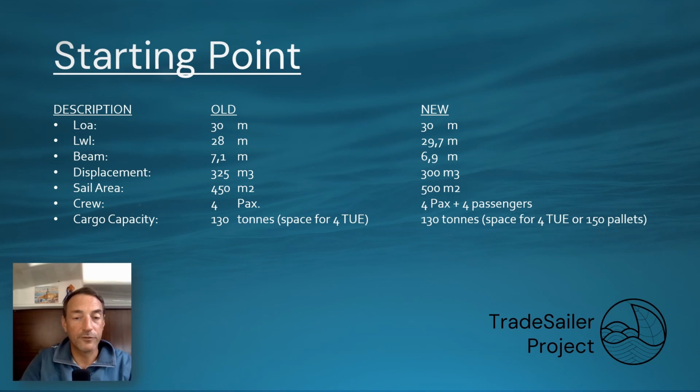We've got four crew members, and I want to go to 4 crew plus 4 passengers. So we're going to see if we can squeeze 8 people below the raised aft deck, and this will help us bring some extra people on board. And then the cargo capacity stays 130 tons, which looks pretty good. But I also want to change it to be able to fit 150 pallets in the space of the 4 containers. So yeah, that's our starting point.